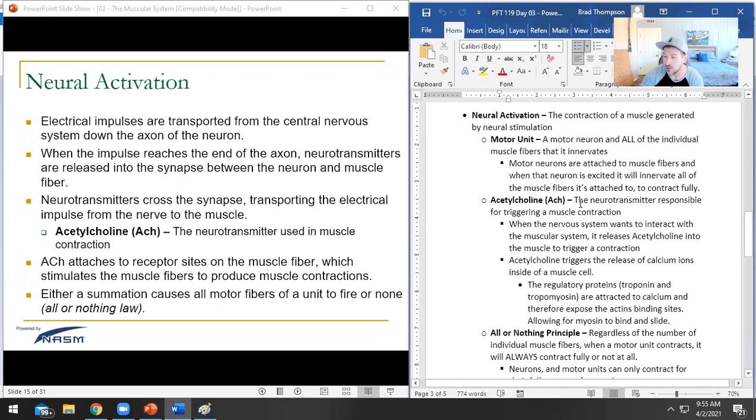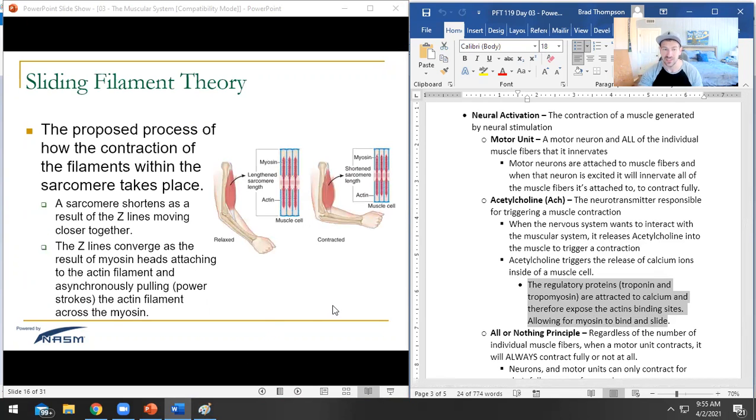So acetylcholine is this neurotransmitter that triggers the release of calcium into the muscle cell. And when that calcium gets released, the regulatory proteins, troponin and tropomyosin, are attracted to calcium. Therefore, they move away and they expose actin's binding sites. And that allows your muscle cells to slide. And that's the sliding filament theory, right? That's what we're talking about.